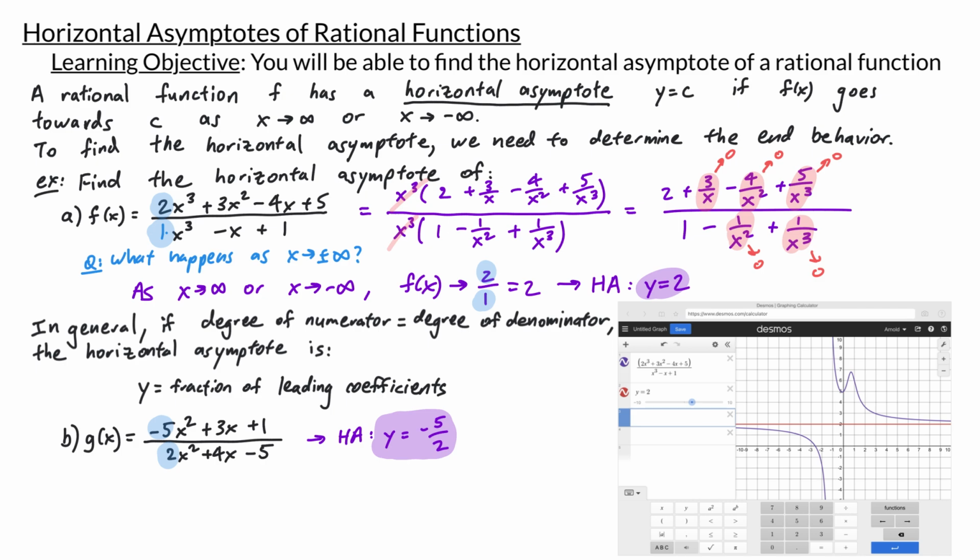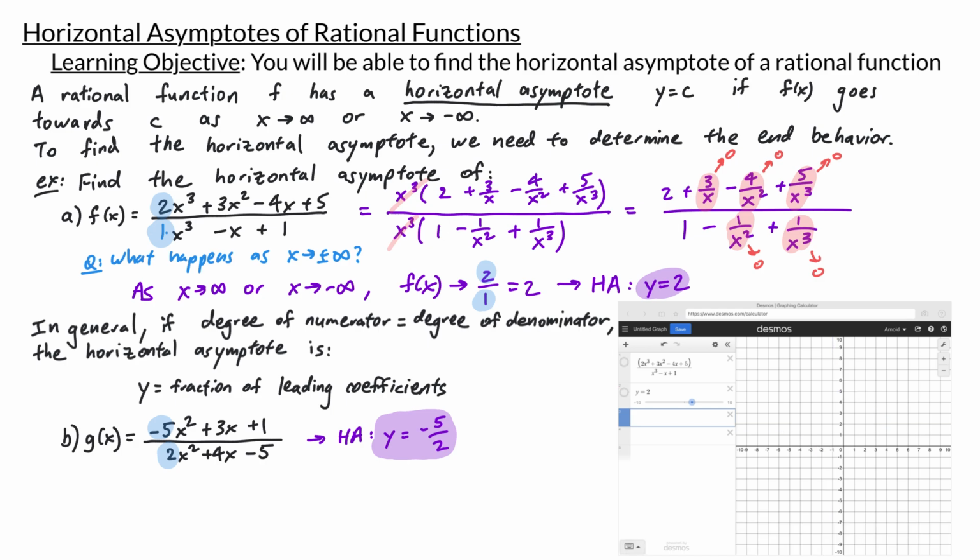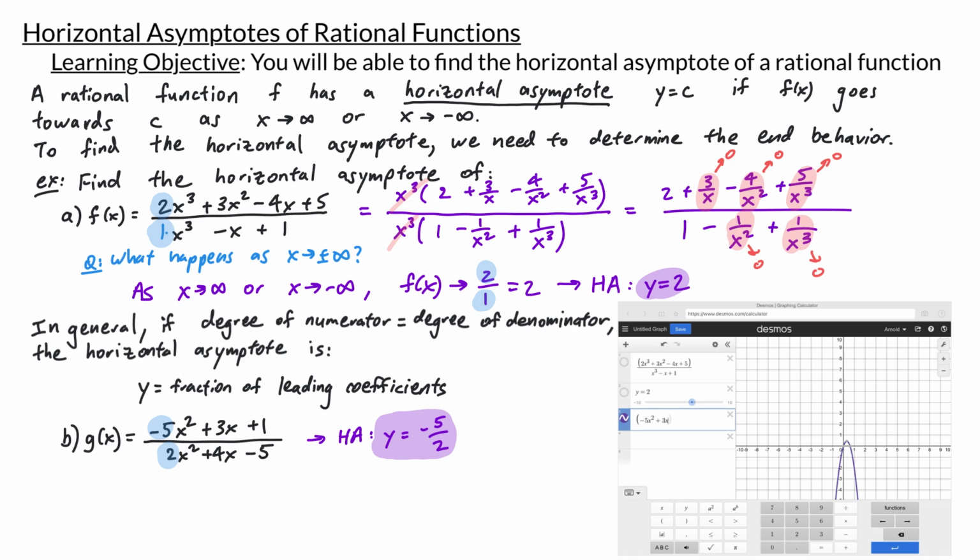Let's confirm this on our graph. Let's first disable our previous graphs. Now let's type in negative 5x squared plus 3x plus 1, all divided by 2x squared plus 4x minus 5. So we have this graph here.